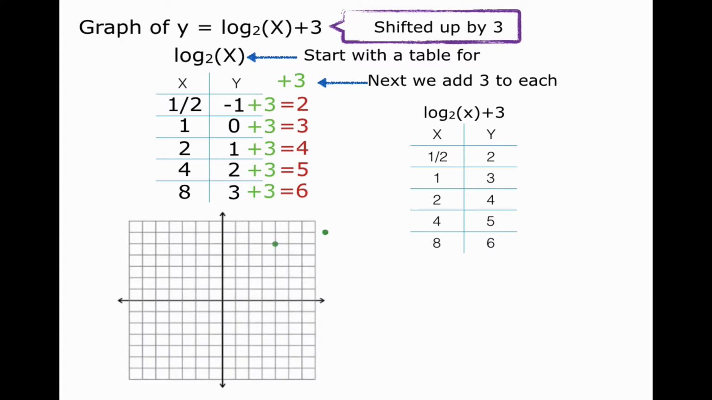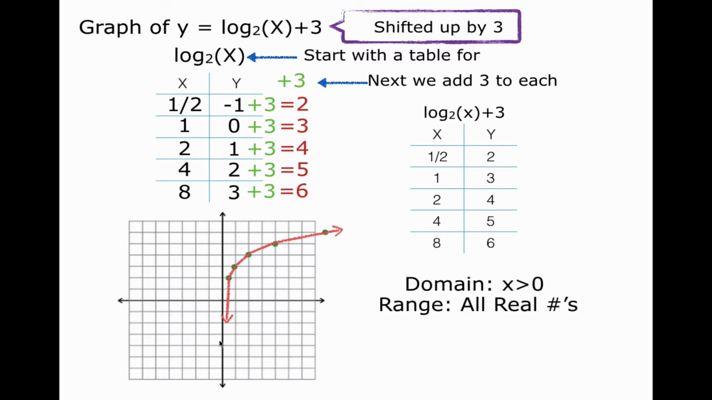Okay, so now if we go graph it, we have these points. And these points aren't just some random points that I've graphed. I'm plotting these points: 1/2, 2; 1, 3; 2, 4; 4, 5; and then 8, 6 is just about there. It might not be perfect there. Okay, and so then I draw my graph, and we notice again, it still has an asymptote at 0 because we didn't have a horizontal shift. We just had a vertical shift. And so our domain is still x is greater than 0. Our range is always going to be all real numbers. And our asymptote is at x equals 0.